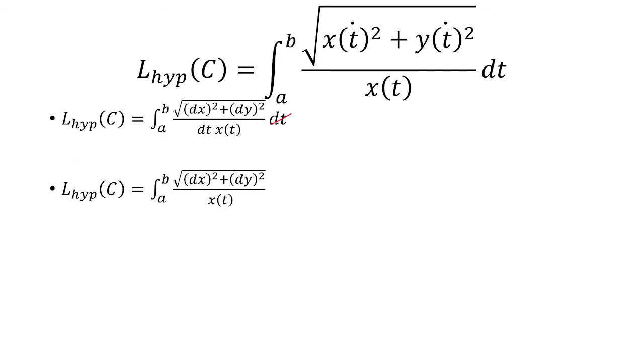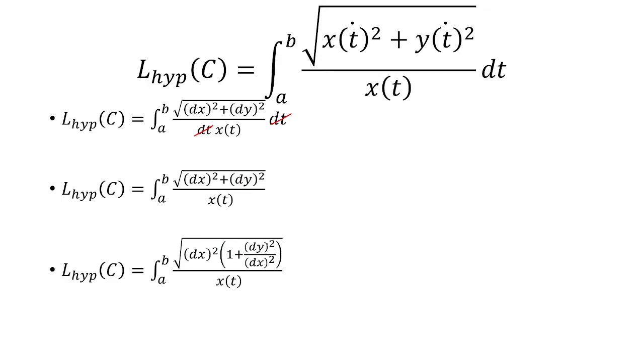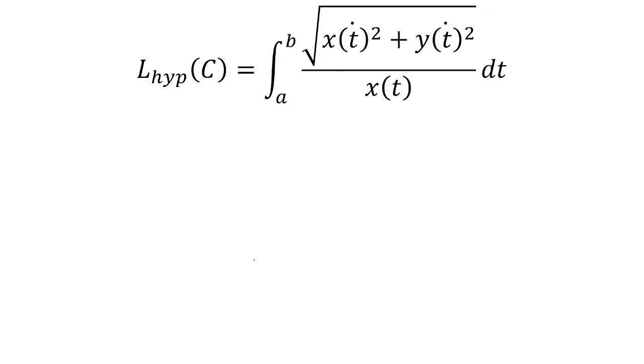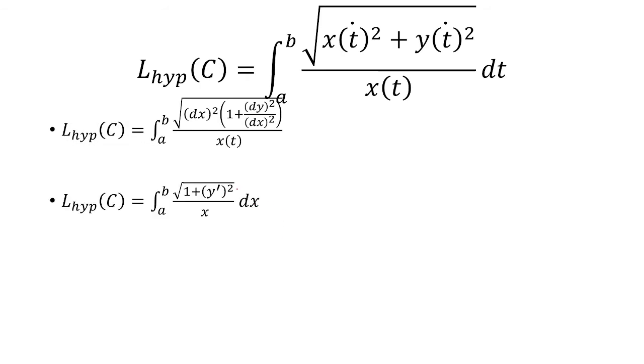Now at this step, the dt's are going to cancel, so we're left with x of t alone in the denominator. And now I'm going to factor out a dx quantity squared from both this term and this term. So that's just going to be 1 plus dy squared over dx squared, which could be rewritten as the derivative of y, squared. So this dy squared over dx squared is the same thing as (dy over dx) squared, which is just y prime. That's what I have here. And then the square root of dx squared is just dx, and I just put it out over here.